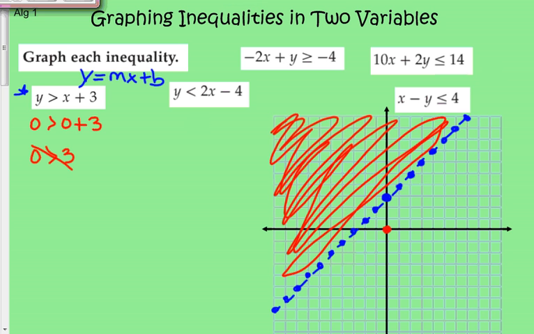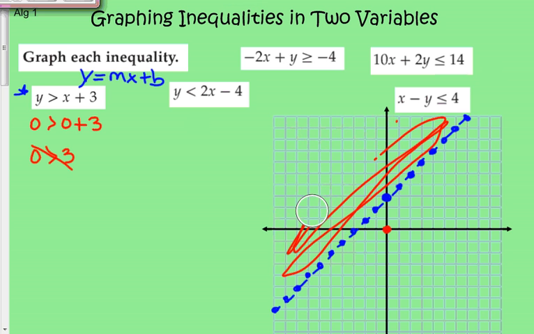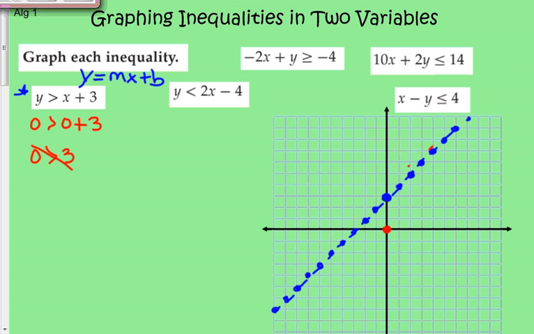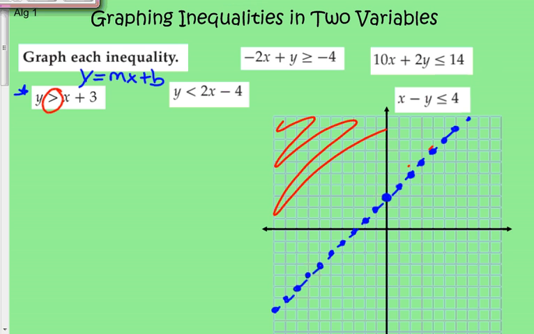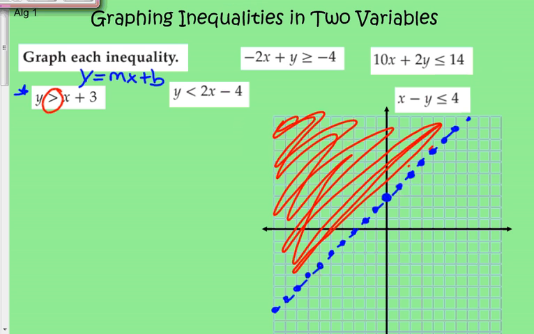Now I'm going to show you another way to do that, because I don't always use the test dot. I look at my inequality symbol. It says greater than. If my symbol says greater than, I'm shading above the line, on the top half of the line, because that's greater than. And that's how I know that's the answer. But if you ever get confused or not sure, use the 0, 0 to test it. We're going to do another one.